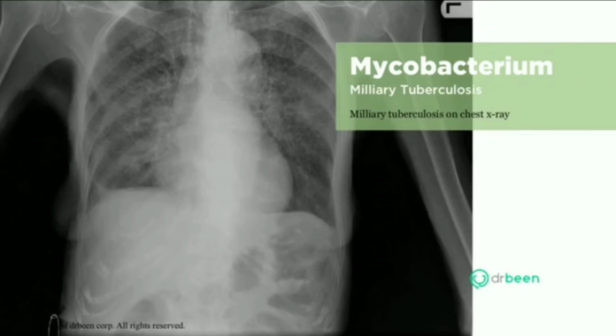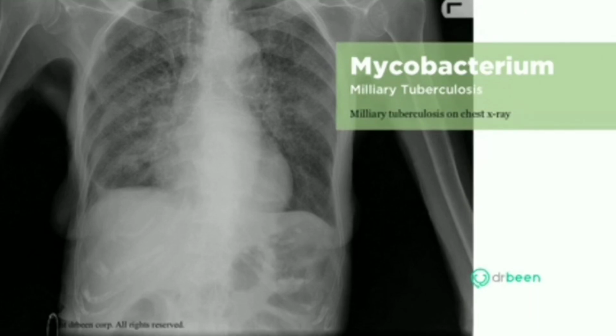Now let's look at the chest x-ray. So this is a chest x-ray of a patient with miliary tuberculosis. Do you see lots and lots of infiltrations here? And so this millet seed appearance is throughout the lung on the x-ray. So this is called miliary tuberculosis. Thank you very much.